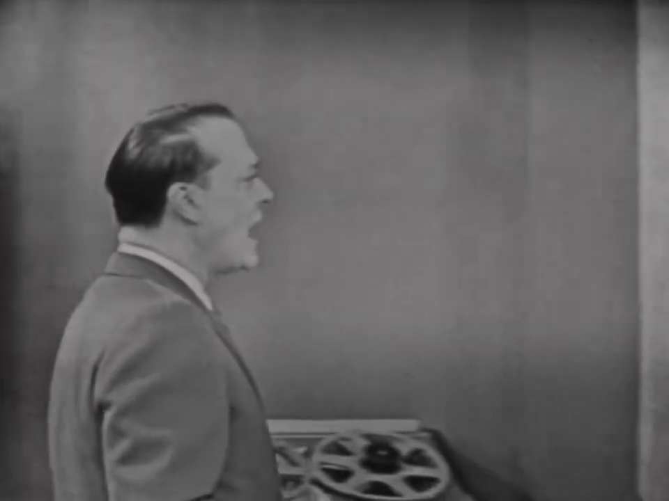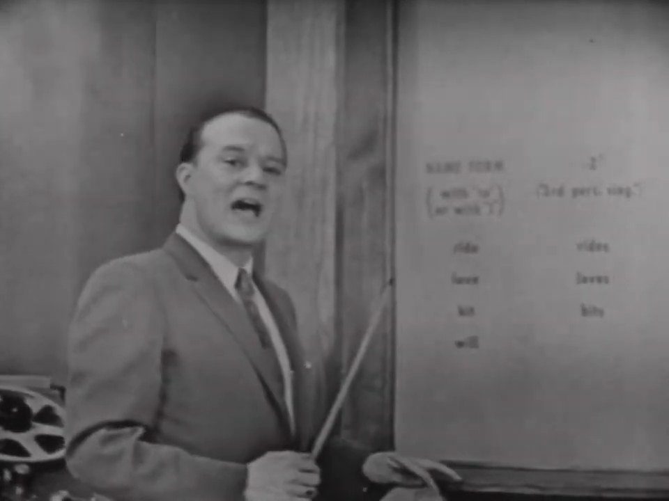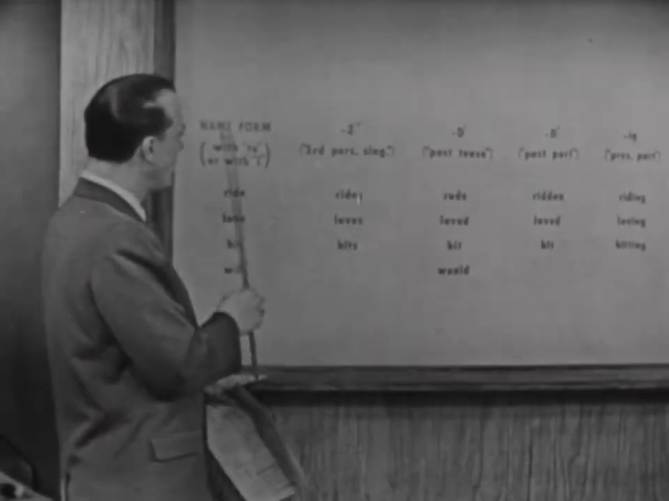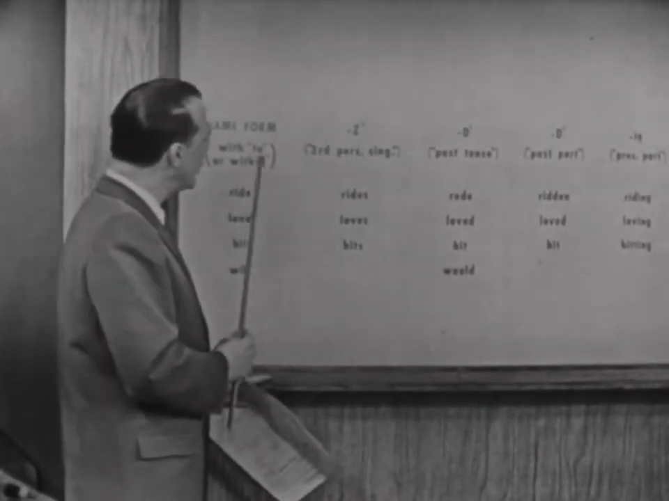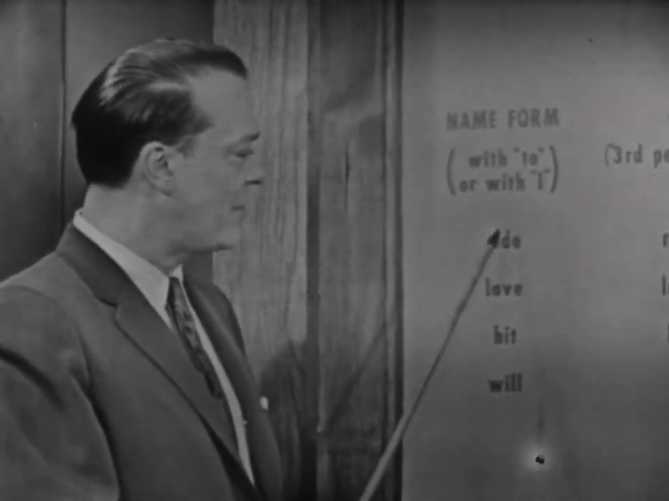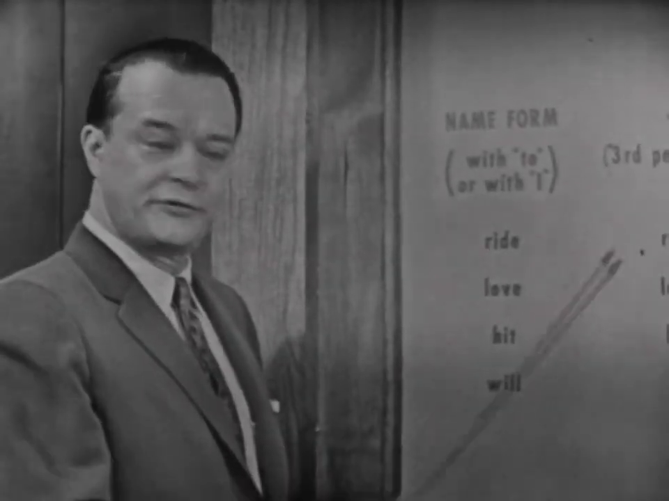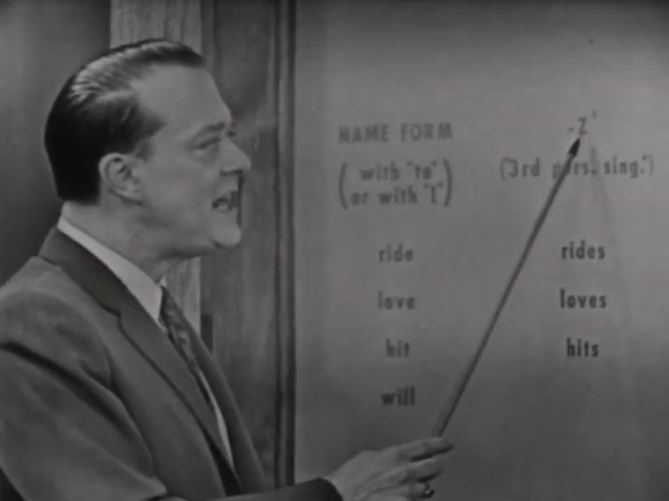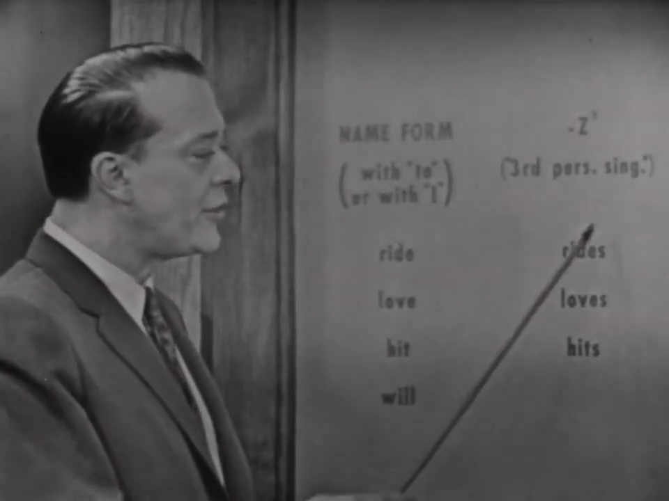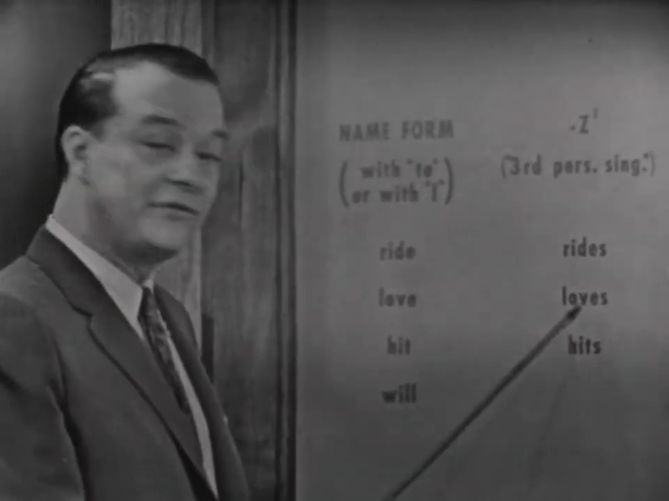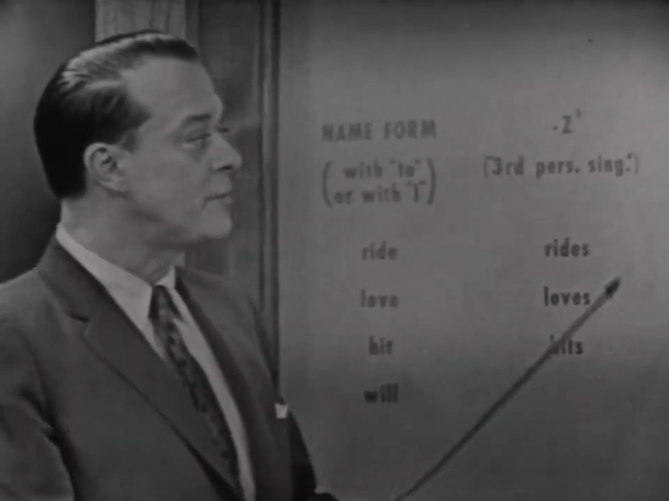Here I have broken down the verb in terms of its 5 principal parts. That is, I start with my base form or name form, the form that occurs either with the preposition to or the pronoun I in front of it. I ride, to ride, I love, to love, and so on. This is the name form. We have another morpheme now, Z3, which is the so-called third-person singular that can be added to this stem, and we get rides, loves, hits, the familiar third-person singular.